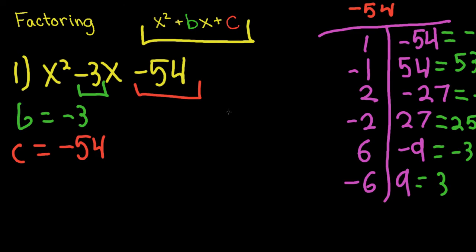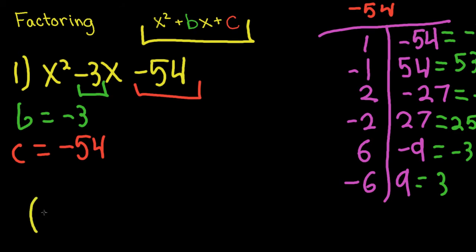So at the end of the day, what we want to find are two numbers that multiply together to get c, and those same two numbers must also add together to get b. I have all the stuff I need to write my answer, so I will do just that.